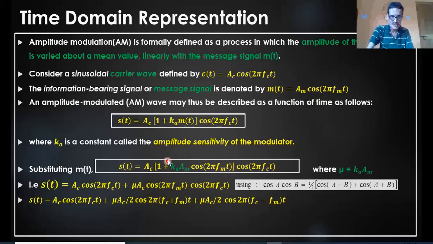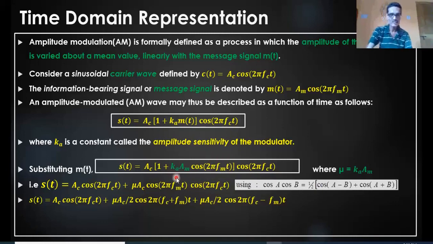Now I will consider this particular term, Ka, the amplitude sensitivity parameter, multiplied by the peak amplitude of the message signal, Ka Am, as mu, where mu is nothing but the modulation index or depth of modulation in case of amplitude modulation. So mu is an index for modulation. It indicates the variation or change happening in the amplitude of the carrier signal, proportional to the instantaneous amplitude of the message signal.